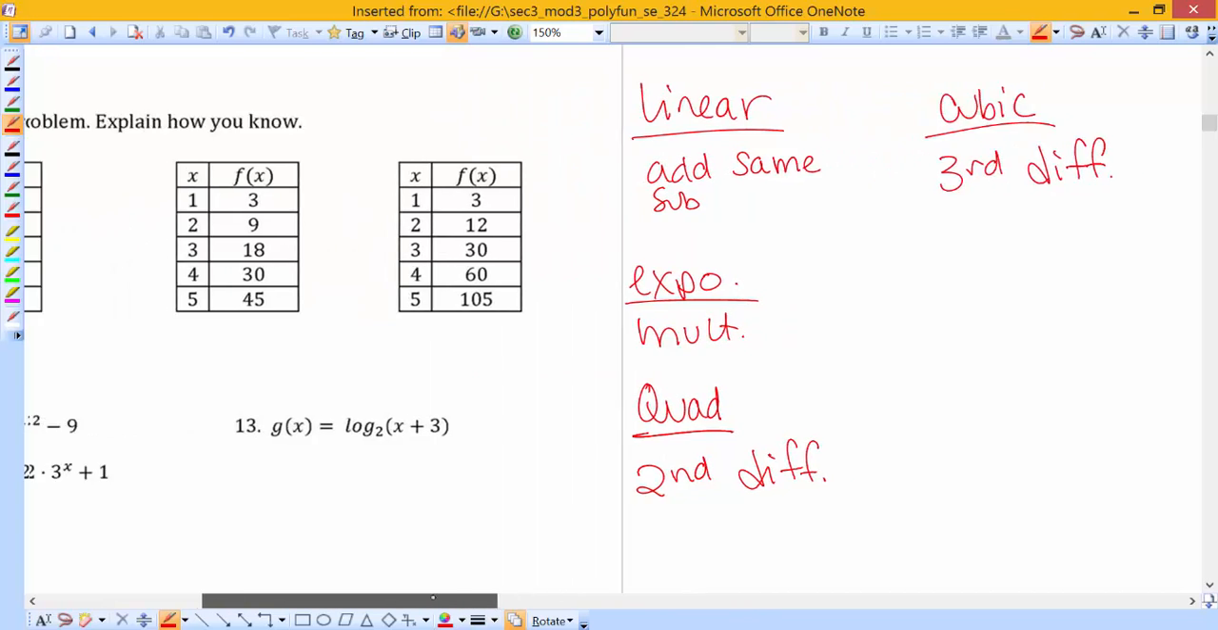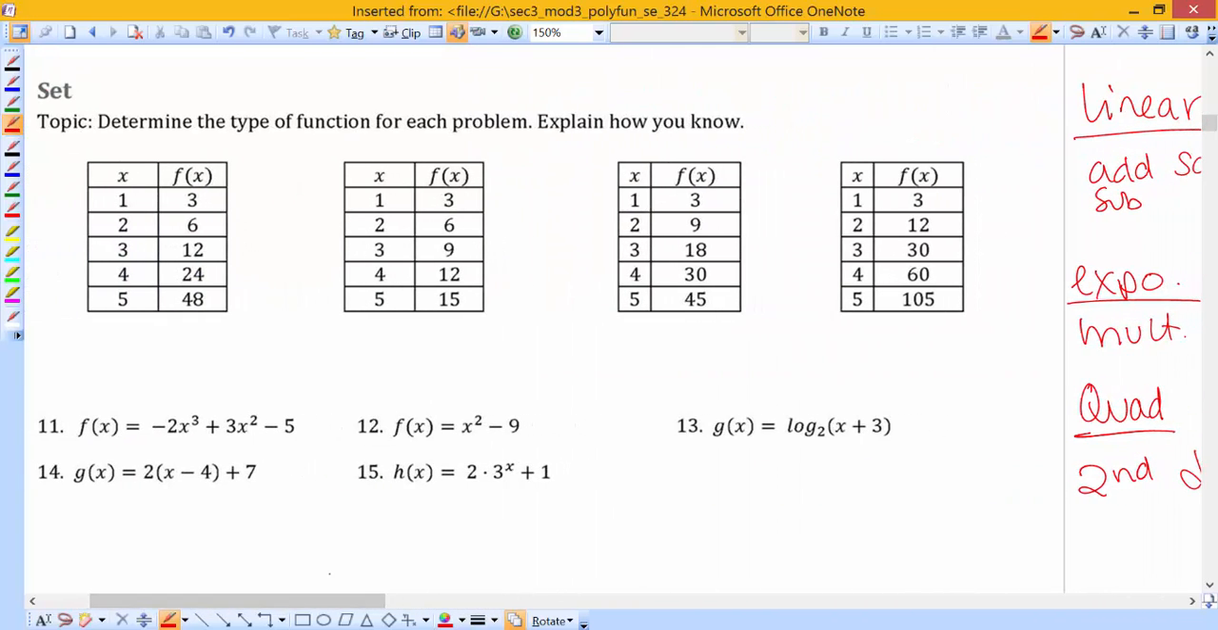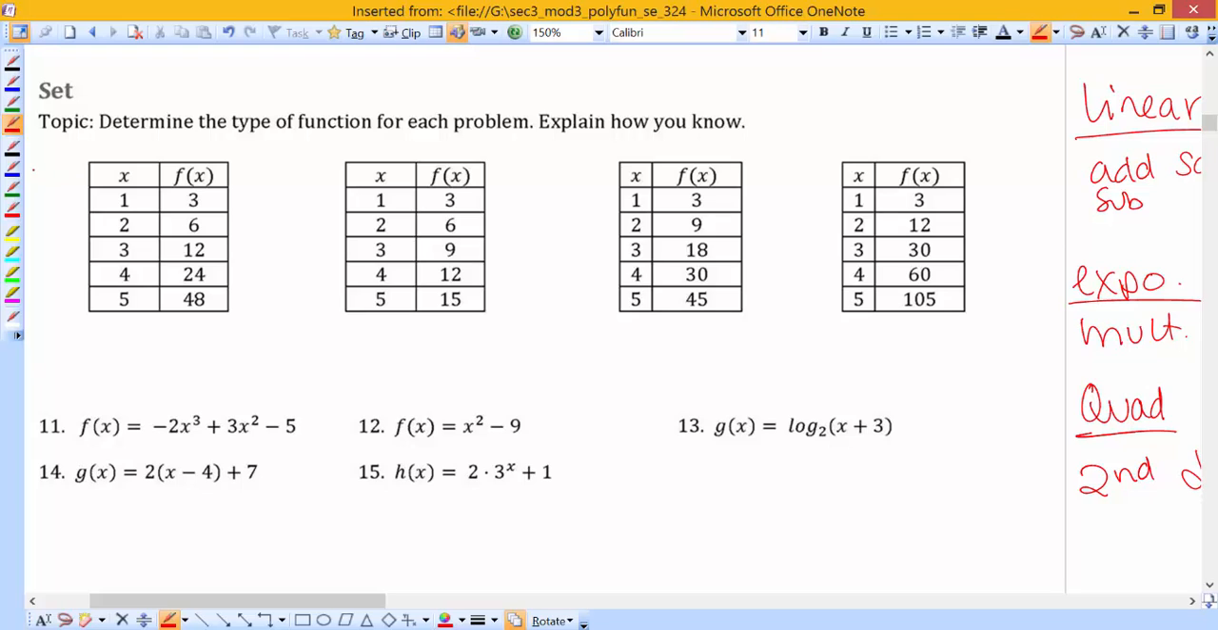Sometimes it's neither. But to answer 11 through 15, and I know that these are missing, this should be 7, 8, 9, and 10. It's okay. It's not going to kill you that those numbers aren't there. For 11 through 15, you should be able to just look at the function and pay attention to the exponent.